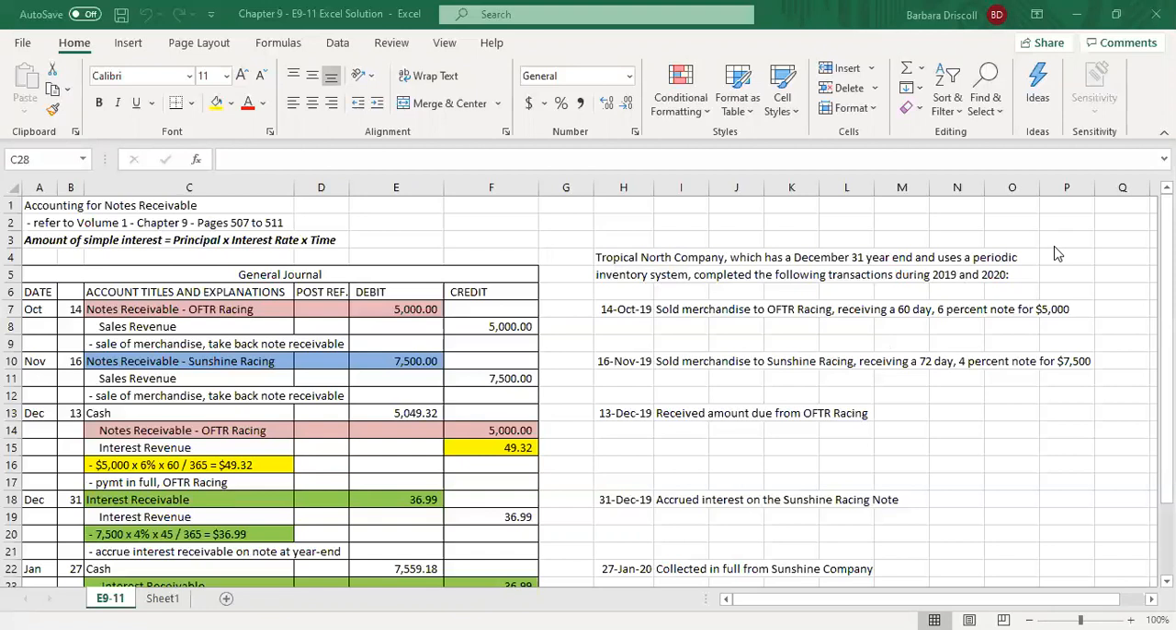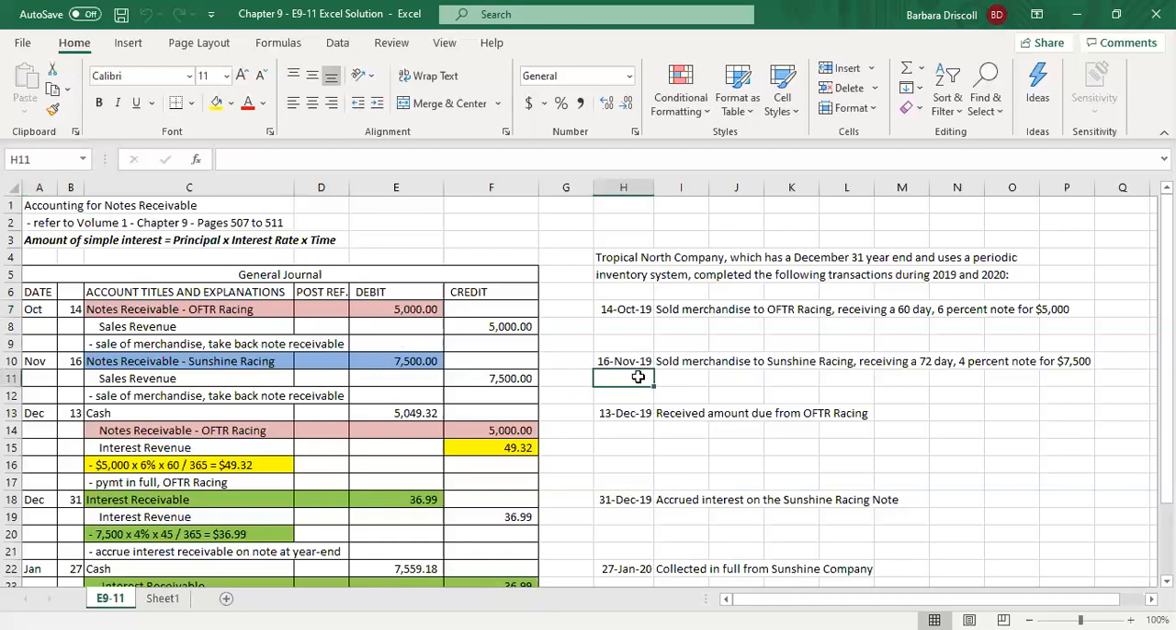October 14th, we sold merchandise to OFTR Racing, receiving a 60-day 6% note for $5,000. October 14th, we debit notes receivable for the $5,000. We credit sales revenue for $5,000. Because we're using a periodic inventory system, we do not need to relieve that transaction from inventory, but rather inventory will be adjusted at the end of the accounting period for this business.